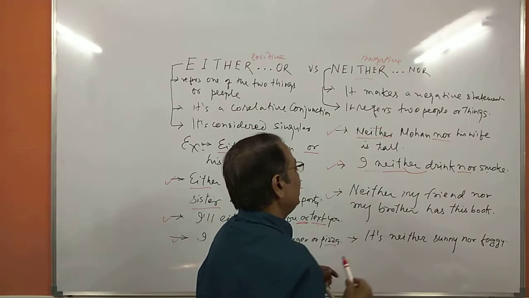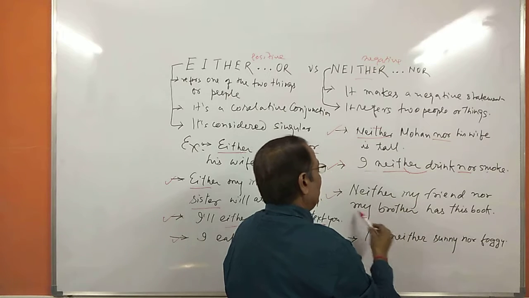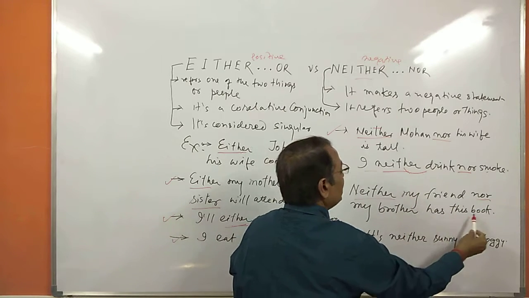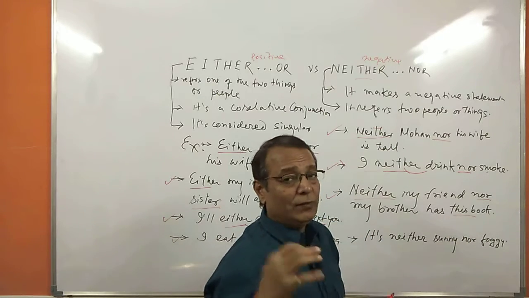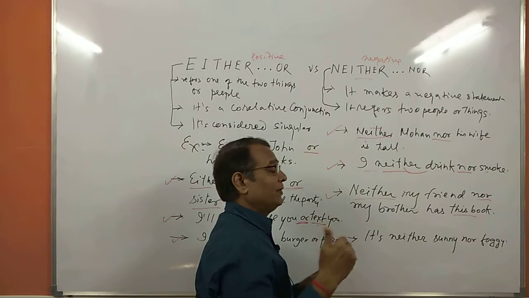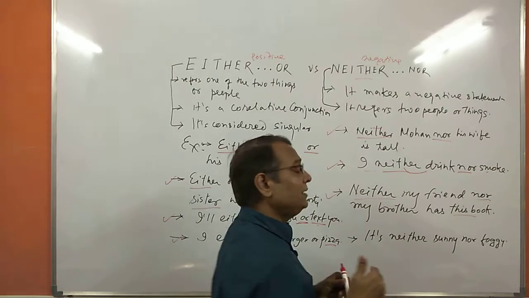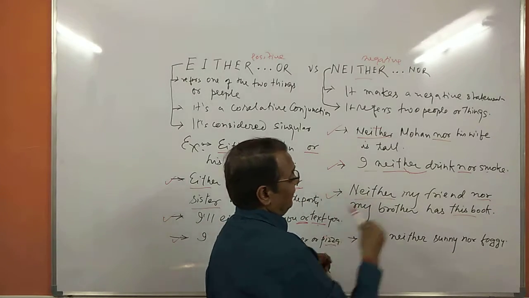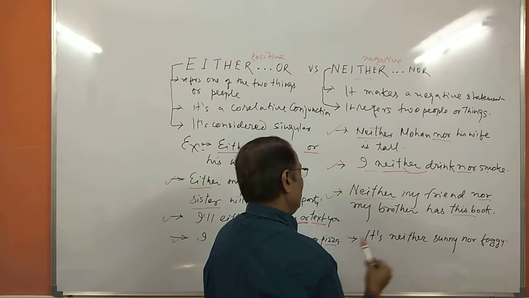The next example is neither my friend nor my brother has this book. Suppose we are talking about a book and my friend doesn't have that book and my brother also doesn't have that book. So we are making a statement like this, neither my friend nor my brother has this book.